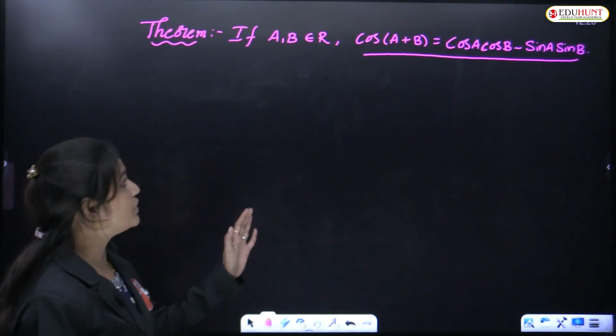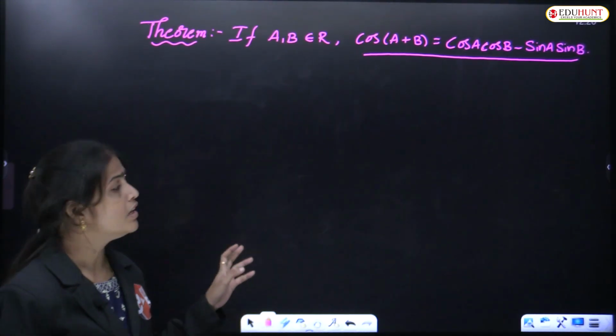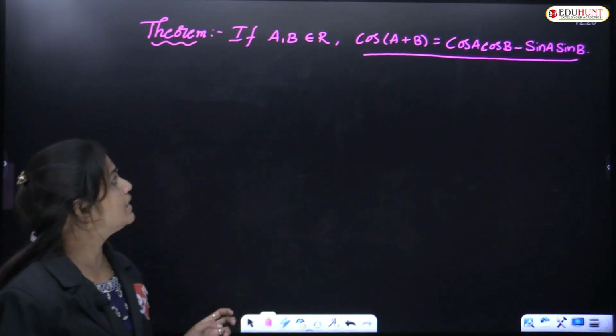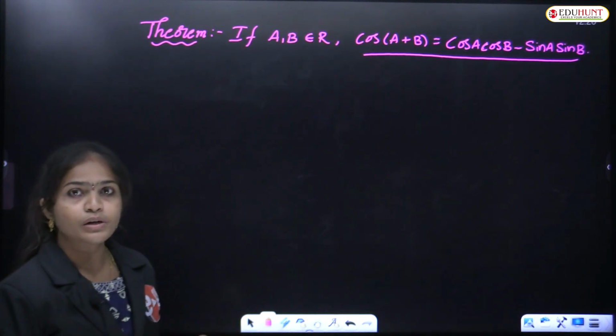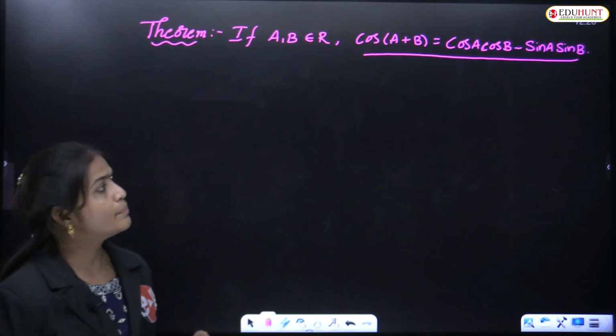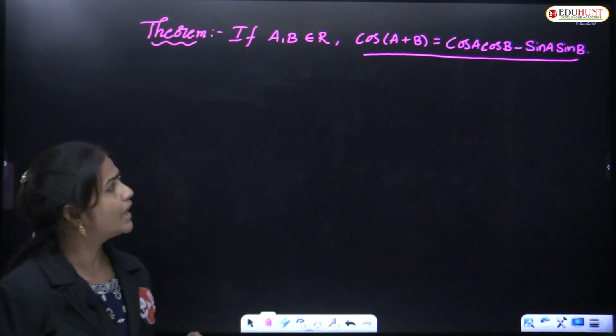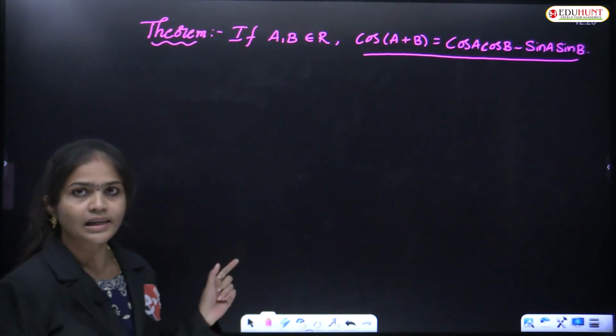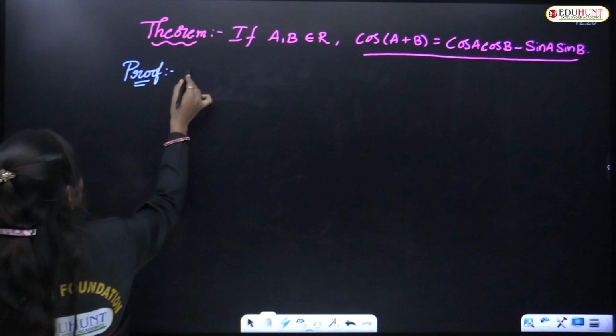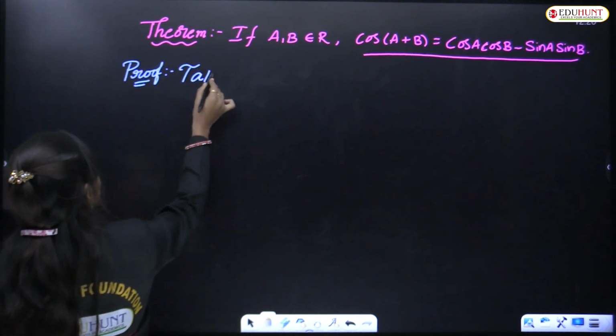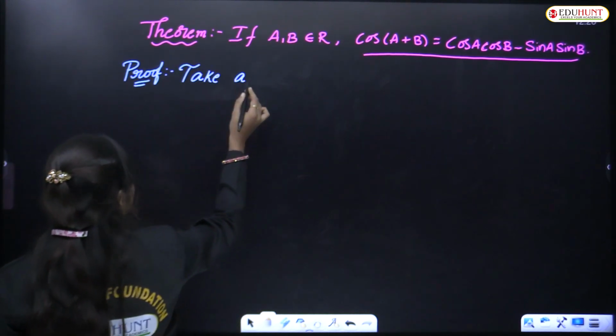This proof is given in your material also, but I will tell you very easily. Cos of A plus B is equal to cos A cos B minus sin A sin B. How does it come about? Let us see that. For the proof, first we have to take a unit circle.